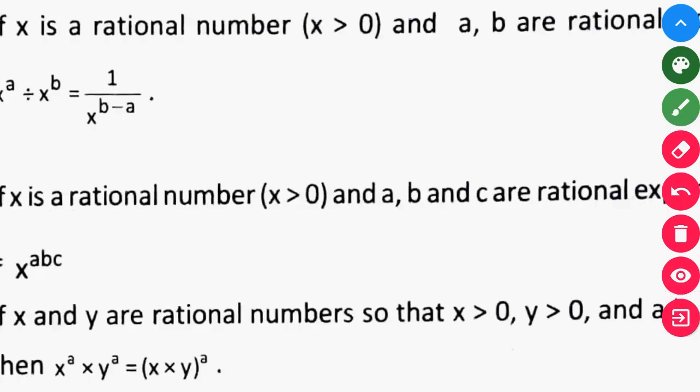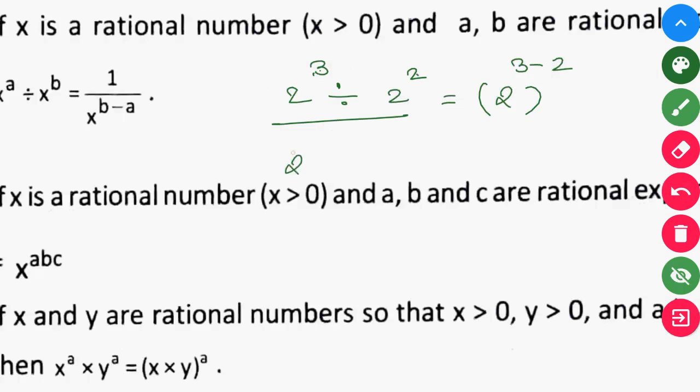Suppose in one of the examples, it is like 2 raised to 3 divided by 2 raised to 2. So I can write this as 2 raised to 3 minus 2. Okay, I subtract 2 from 3. But if the situation is like 2 raised to 2 divided by 2 raised to 3, now if I subtract 3 from 2, I will get a negative exponent.